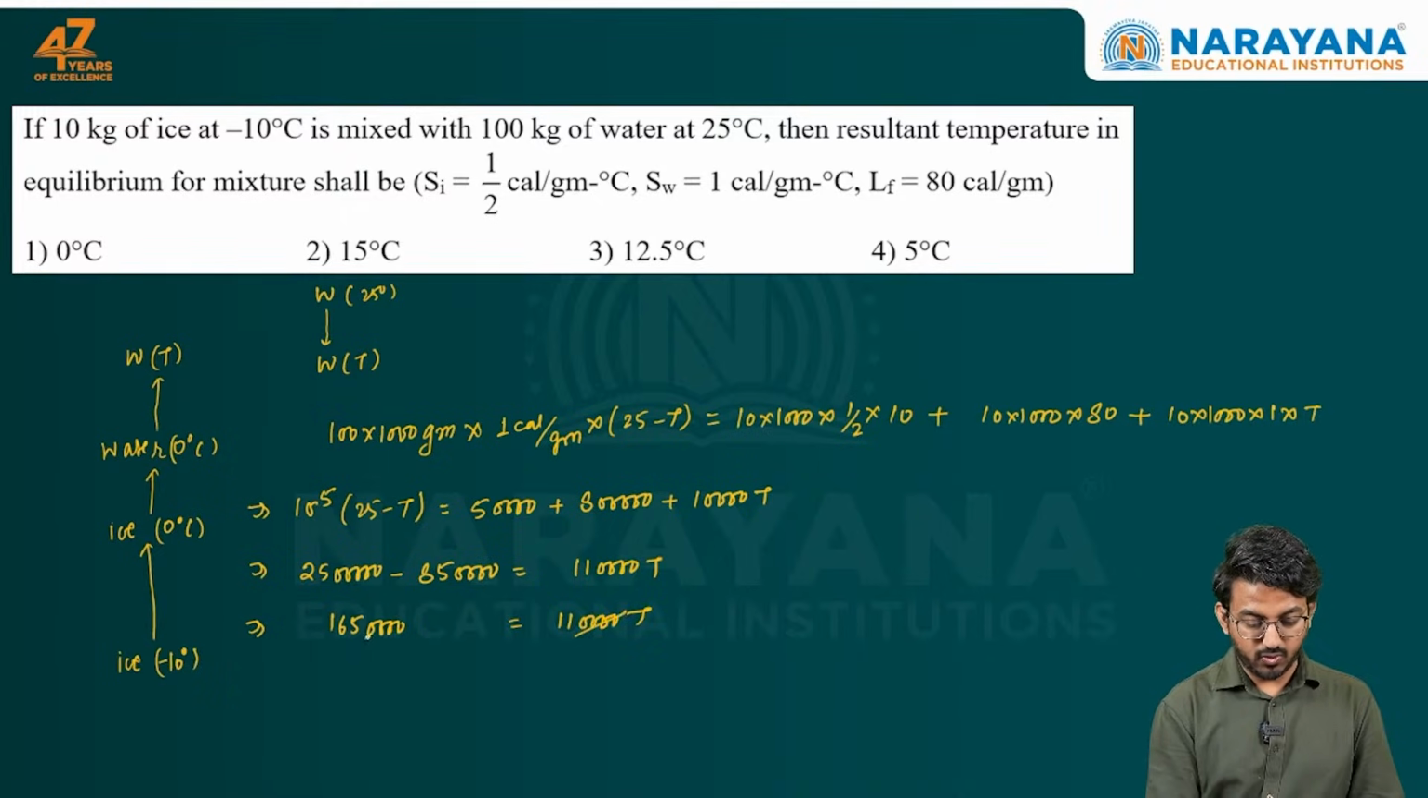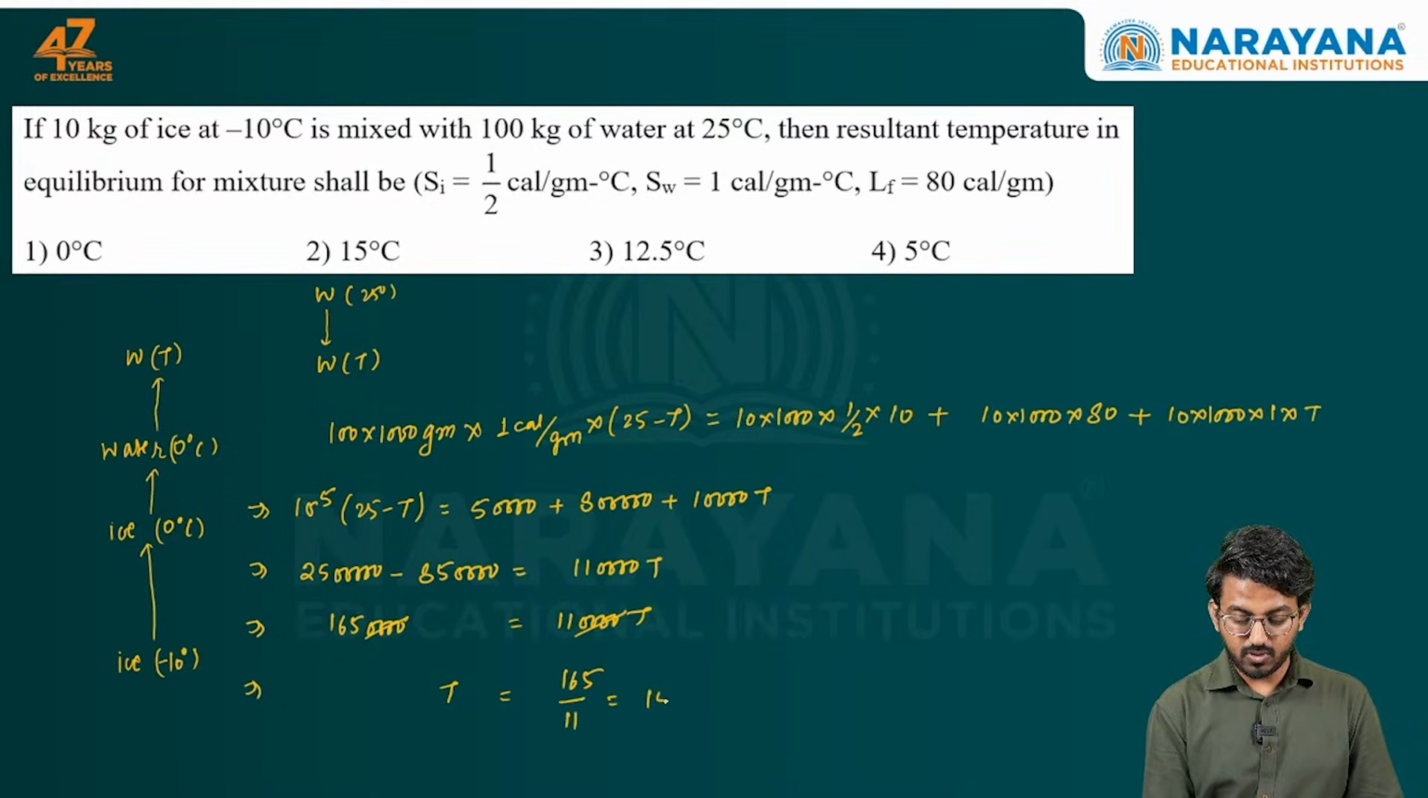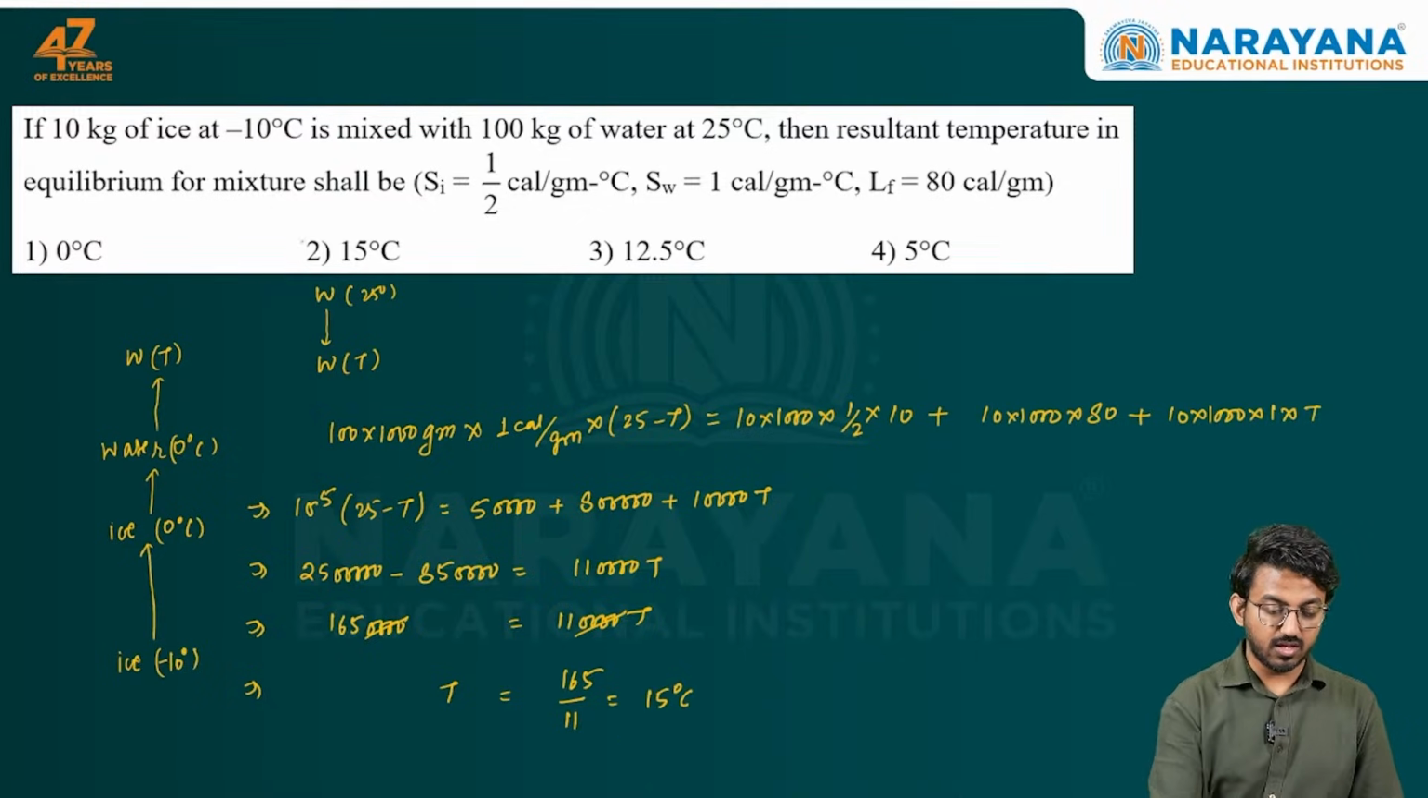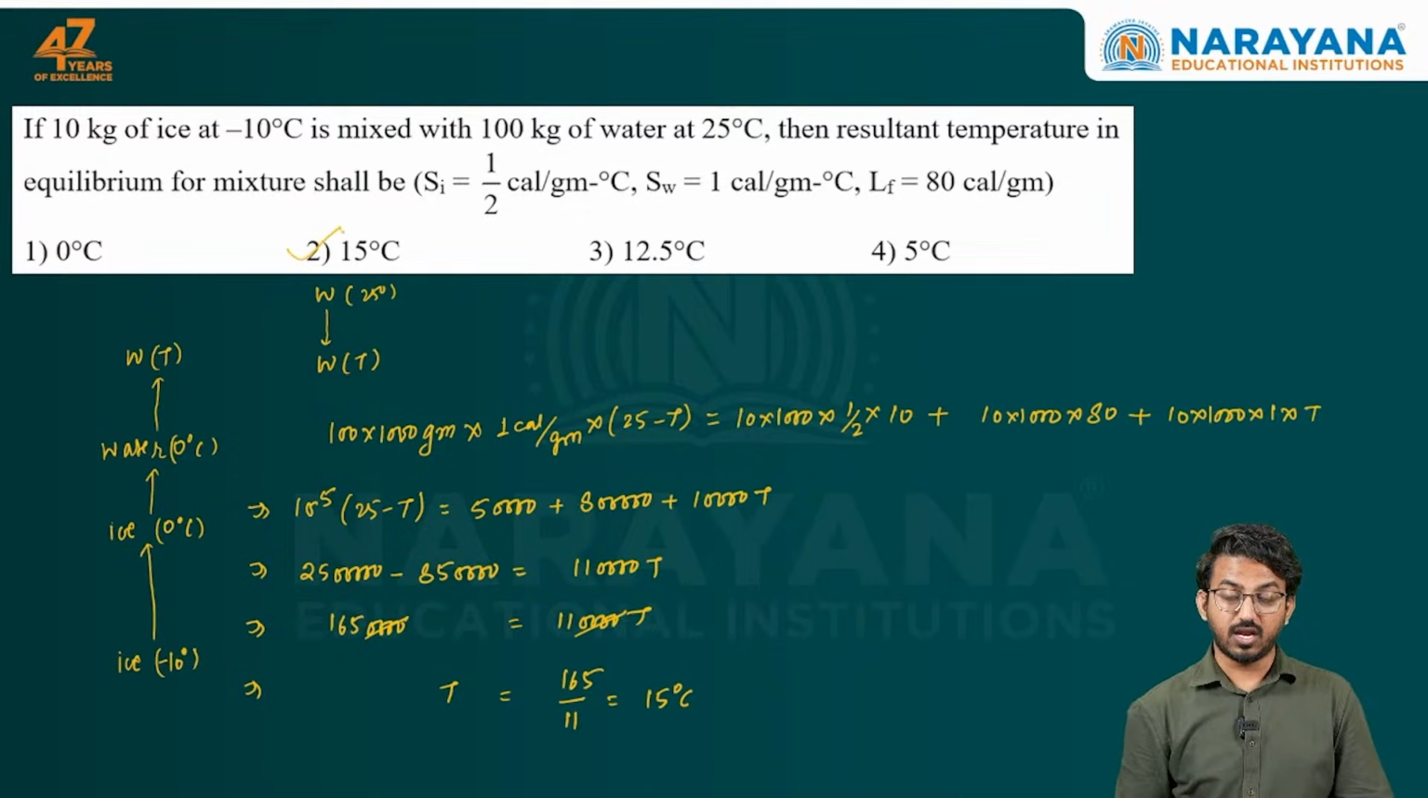So, all these zeros can get cancelled, giving us temperature T is equal to 165 over 11, which is equal to 15 degrees Celsius, giving the second option as the correct answer.